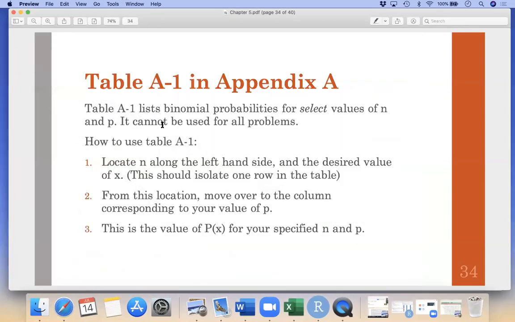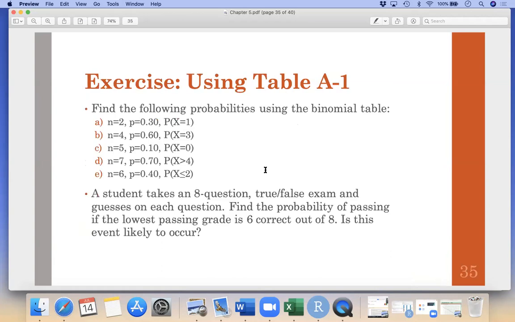Now I will tell you how to use that table. This is the way of using that table, but I will not read this one. If you want, you can read it. This is the procedure, but I will show how to use the table using some examples. What is our next slide? Yes, we have 6 examples. I will show you how to find these probability values using Table A1.